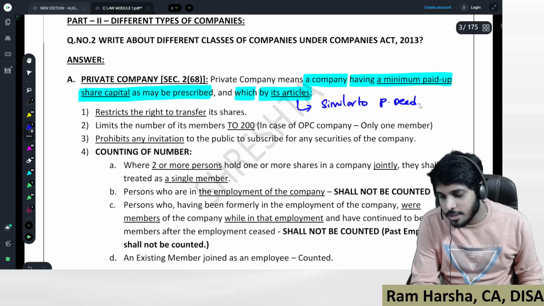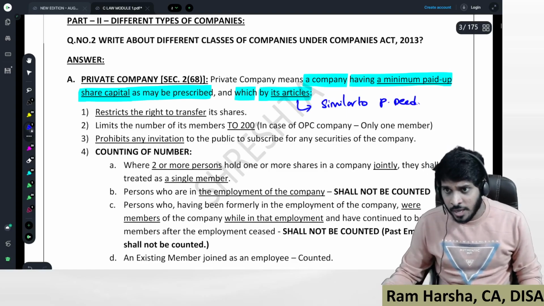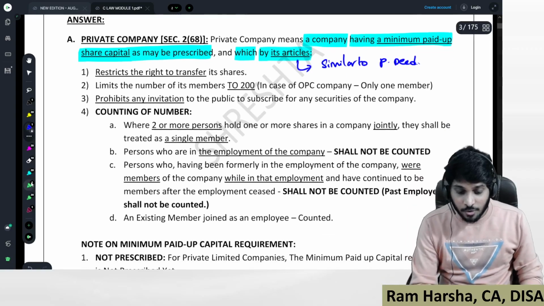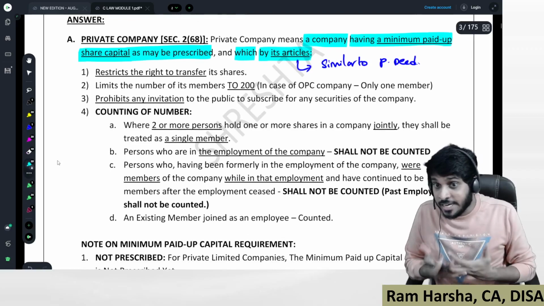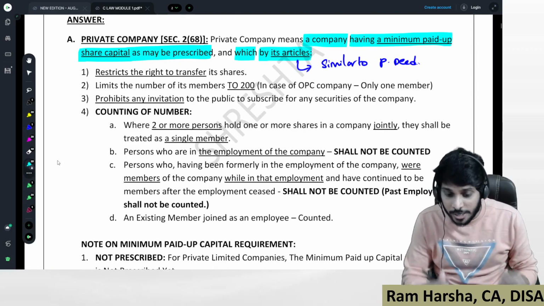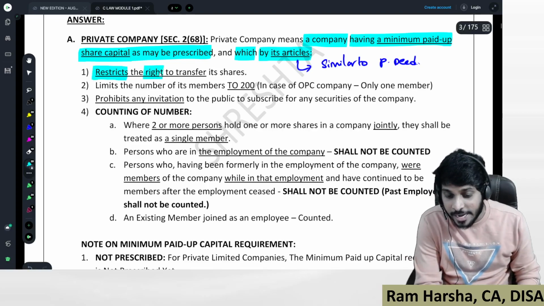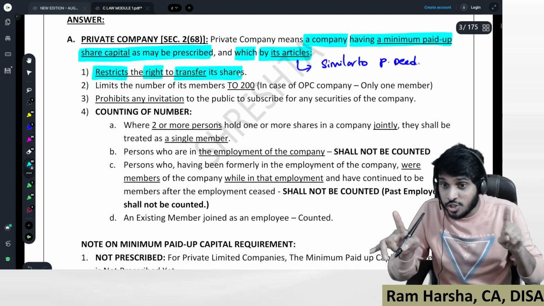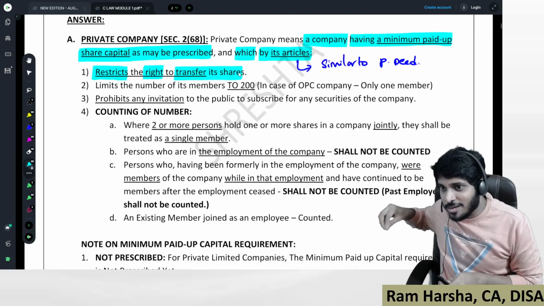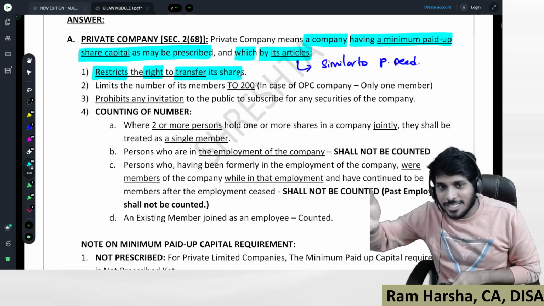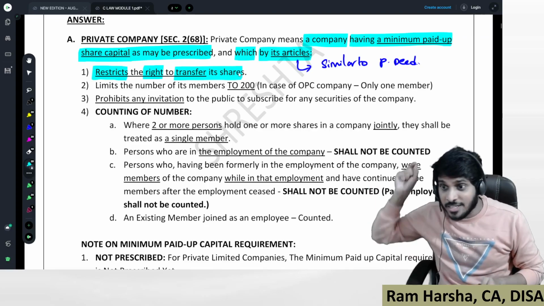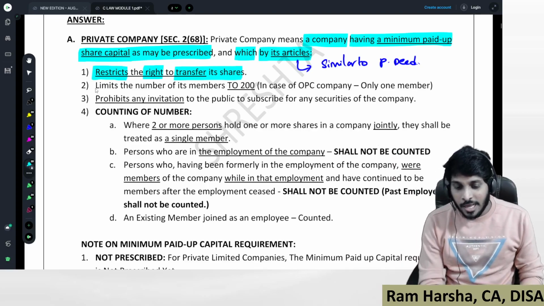It is something similar to a partnership deed. So by its articles, by its agreement, what is it doing? It restricts the right to transfer the shares, which means the shareholder of a private limited company cannot transfer or sell the shares. There is a restriction in the articles.